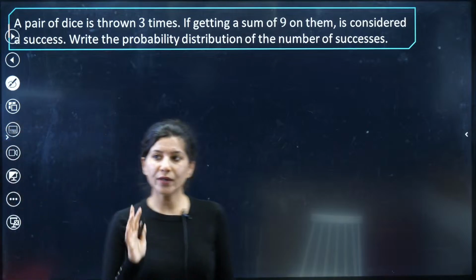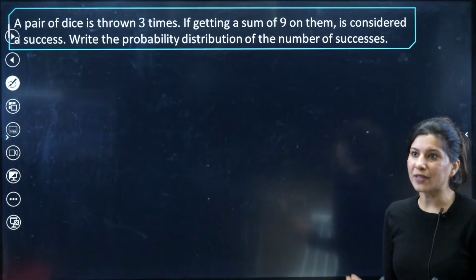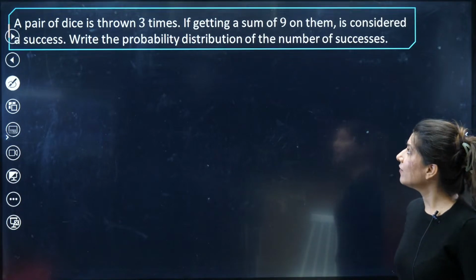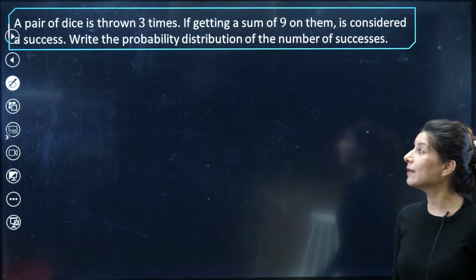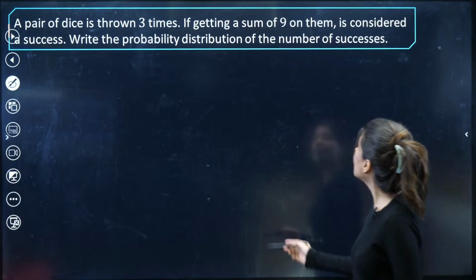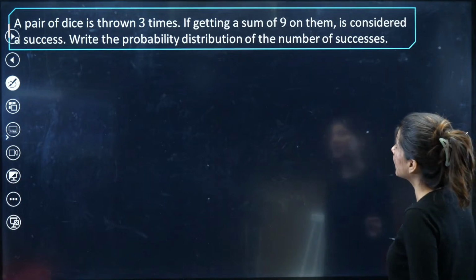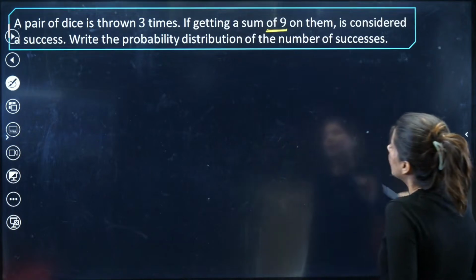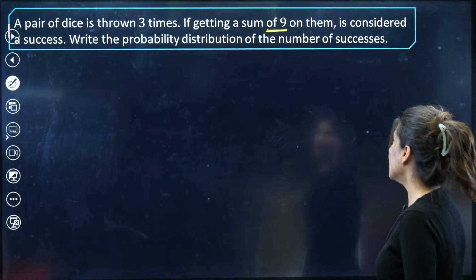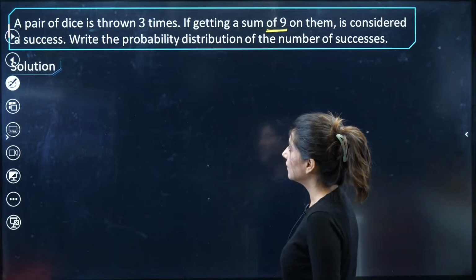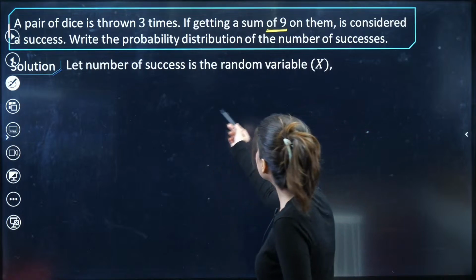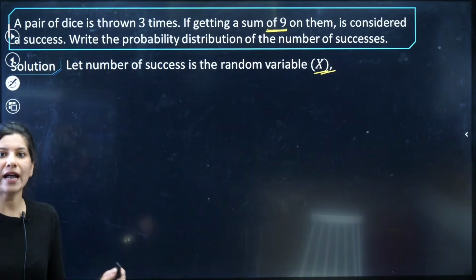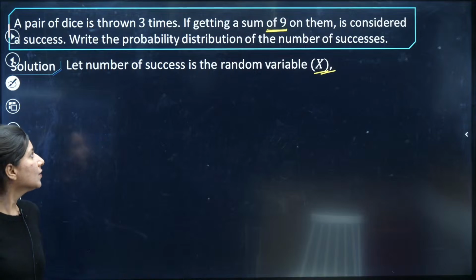Now, let us do it with the help of one example so that you get the actual picture of what a random variable is and what a probability distribution table is. A pair of dice is thrown 3 times. If getting a sum of 9 on them is considered success. So getting a sum of 9 is your success, and let the number of successes be the random variable. How many successes can we get?